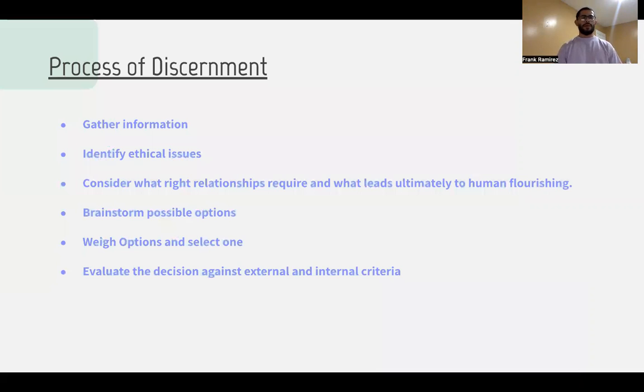The process of discernment has 6 different sections. The first being to gather the information of the case. The second is to identify the ethical issues that are presented. Third is to consider what right relationships require and what leads ultimately to human flourishing. The fourth is to brainstorm possible options. The fifth is to weigh options and select which one is the most beneficial or correct in regards to ethics. And then finally, our sixth, to evaluate the decision against external and internal criteria.